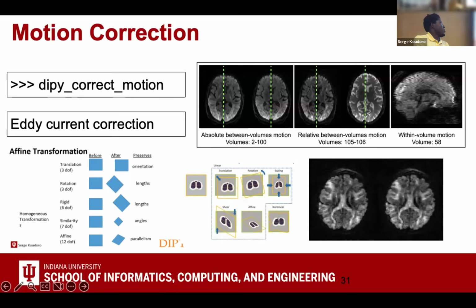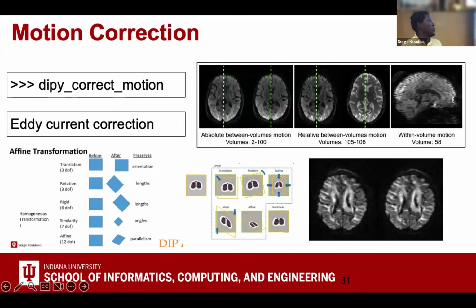We also discovered that when we use Patch2Self, which already does a small correction in the noise, and we combine it with image registration, we also get an excellent result.